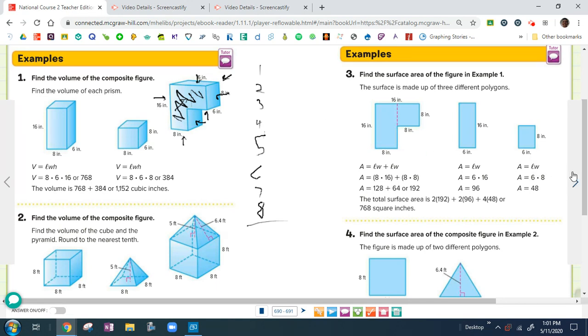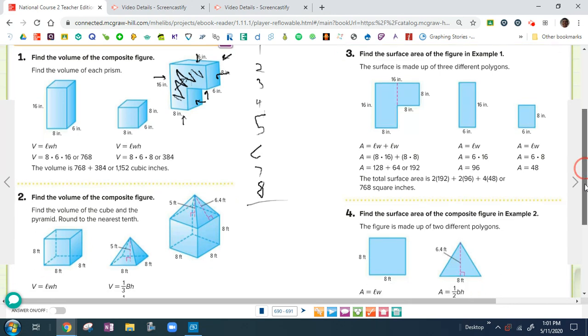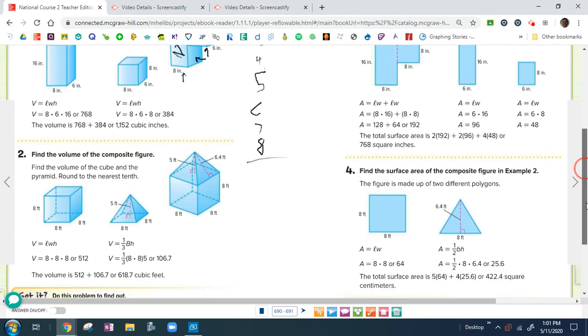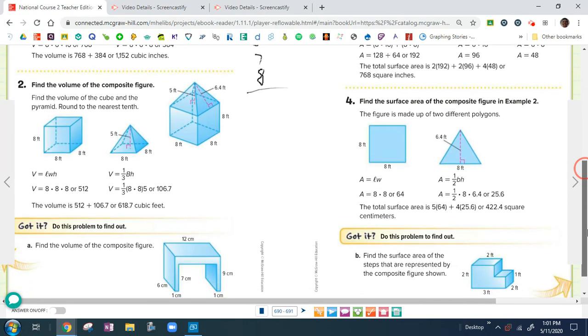I wouldn't do it that way. I would just find each of those individually and then add it up, because I think that's less confusing, but it might work for you. Okay, then just add up all the area of those surfaces. Let's look at this next one here.